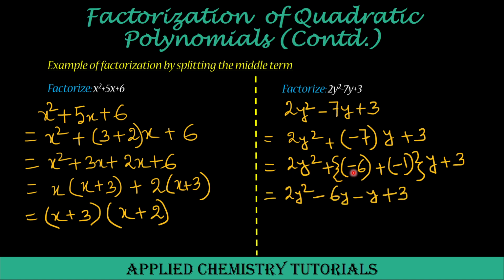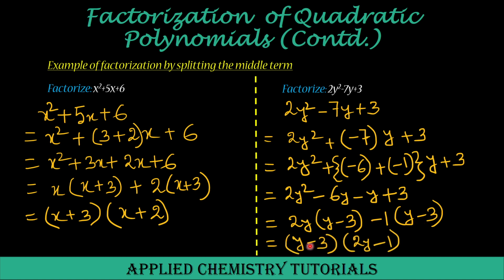So we can expand it: 2y squared minus 6y minus y plus 3. Now from the first two terms we can take 2y as the common factor, so 2y multiplied by (y minus 3). And from the third and fourth terms we can take minus 1 as the common factor, so we have (y minus 3) as well. So from both of these terms we can take (y minus 3) as the common factor, which leaves us 2y minus 1. So the factorized form is (y minus 3) multiplied by (2y minus 1).